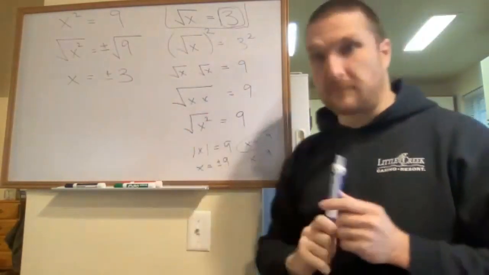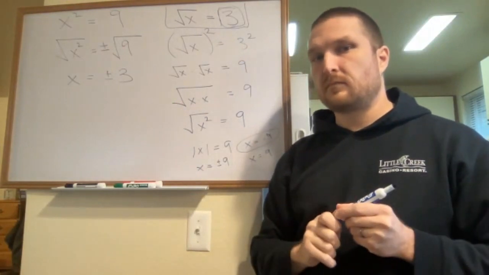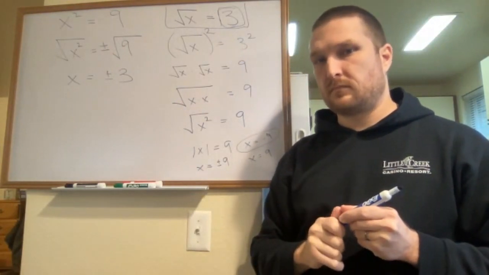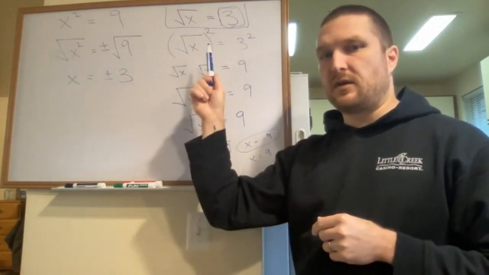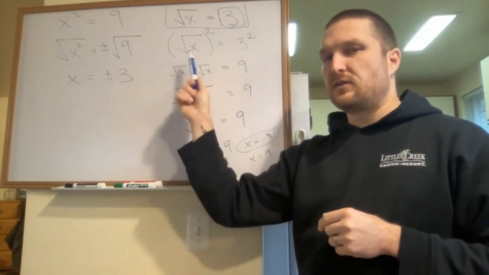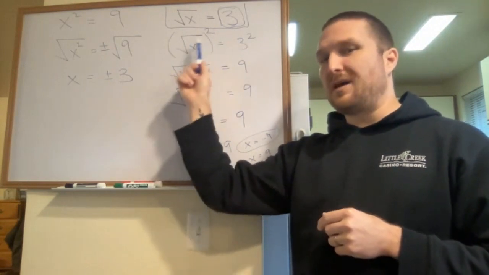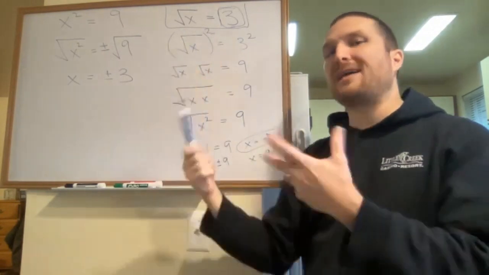But if you have the parentheses and an exponent, wouldn't you do what's in the parentheses first and then square that? You mean this right here, what's in the parentheses first? Uh-huh. So we don't know what the square root of x is, in this case. Right, we're trying to find out.